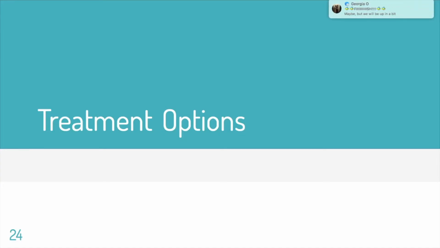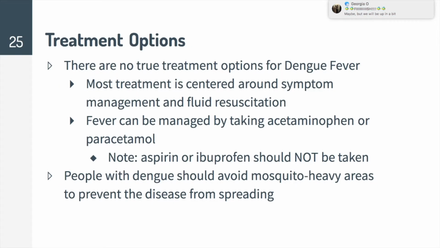So now we're going to look into a few treatment options for dengue fever. Really, it's kind of sad because we don't actually have that many treatment options for dengue. Most of our treatment options are focused around symptom management and fluid resuscitation, so basically getting fluids back into the body to make sure that the human body is physically able to fight off dengue fever. Also, fever can be managed by taking acetaminophen or paracetamol. However, these aren't really going to do much except managing the fever, managing the symptom, and making sure that the body can fight off the disease.